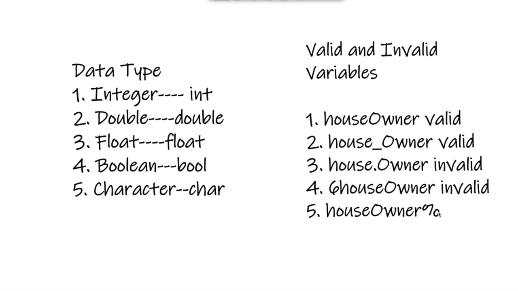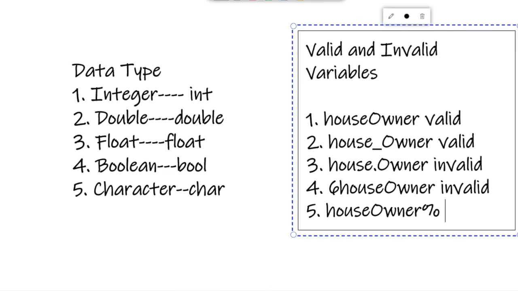Then I have houseOwner percent. No, it's not gonna work. Why? Because you cannot have a special character. You cannot have at the rate. You cannot have dollar. You cannot have those characters. So this is also invalid. So I hope you guys understand how to write a variable. So the first two are valid and the last three are invalid. You cannot write like that.